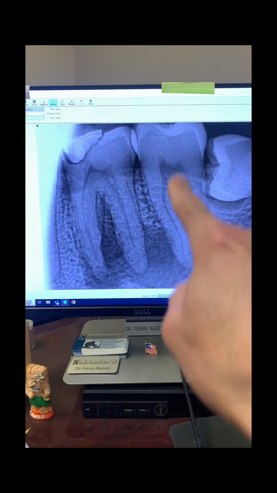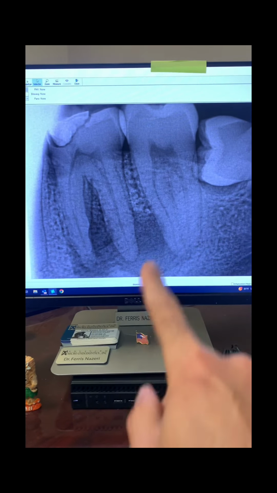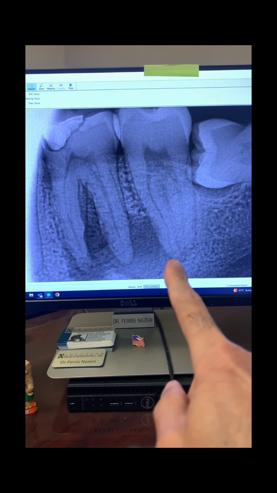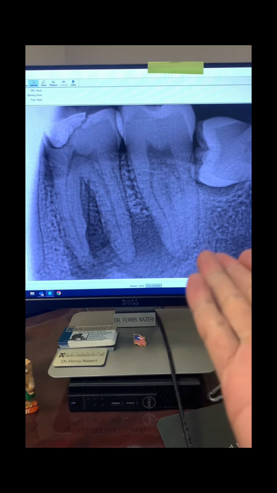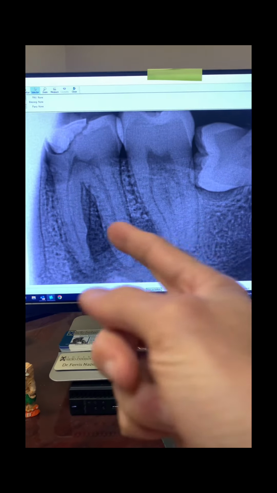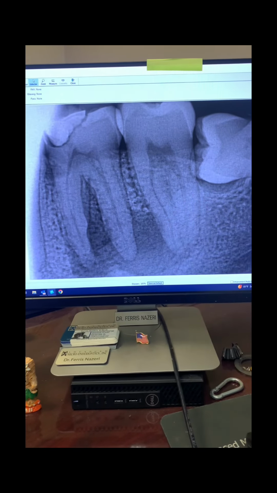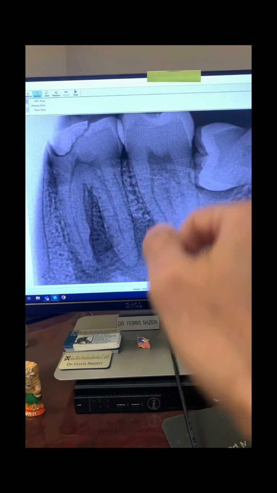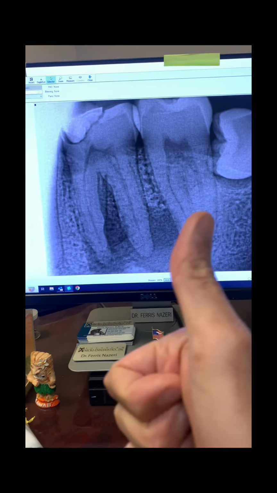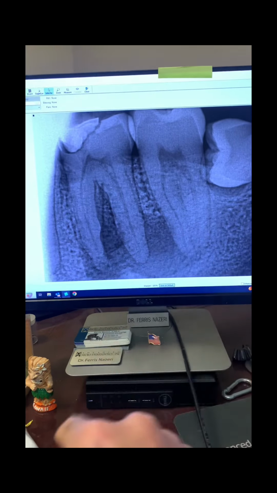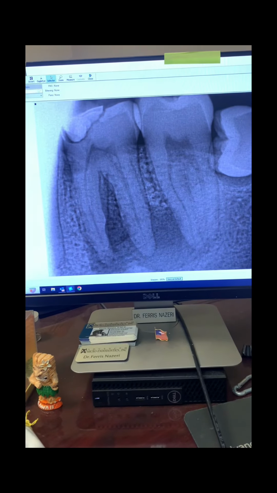Take a look here. Look at tooth number 18. Perhaps tooth number 18 is involved too. Well, how do you figure out that it's only tooth number 19 and not tooth number 18? You do a vitality test on tooth number 18. So I cold tested tooth number 18, within normal limits. So the problem is tooth number 19.